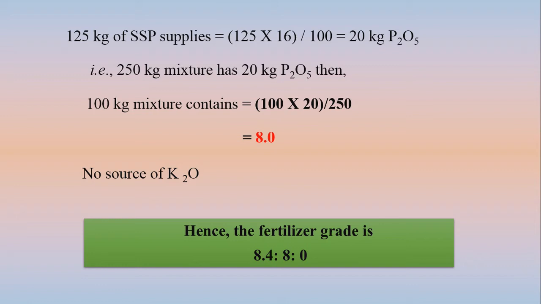Then how much does a 100 kg mixture contain? It can be obtained by simple cross multiplication of 20 into 100 divided by 250, that is 8 kgs. It means that the fertilizer mixture contains 8 kg of P2O5. And in this example, they didn't use any potassium sources, so the amount of potassium in the fertilizer mixture is 0. So hence the fertilizer grade for this mixed fertilizer is 8.4 nitrogen, 8 P2O5 and 0 K2O.